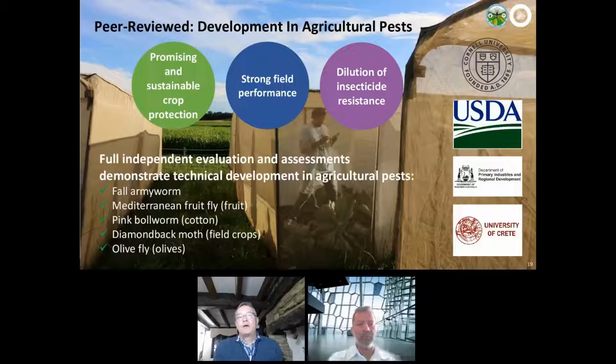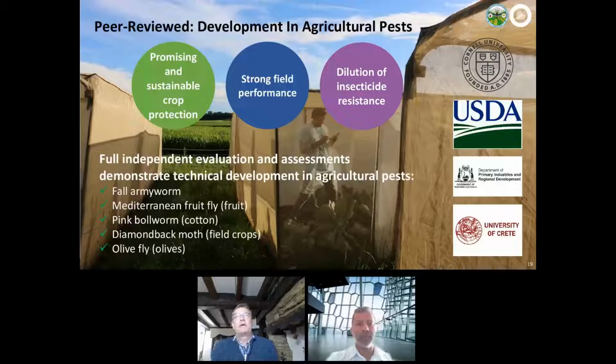We can release our fall armyworm males, and they will keep the pest from developing resistance to the crop that those pest insects are on, as well as providing suppression. Fruit fly, a range of fruit fly here. We've done Mediterranean fruit fly, olive fly at the bottom there. Closely related species where we can have very, very clean crops very quickly.